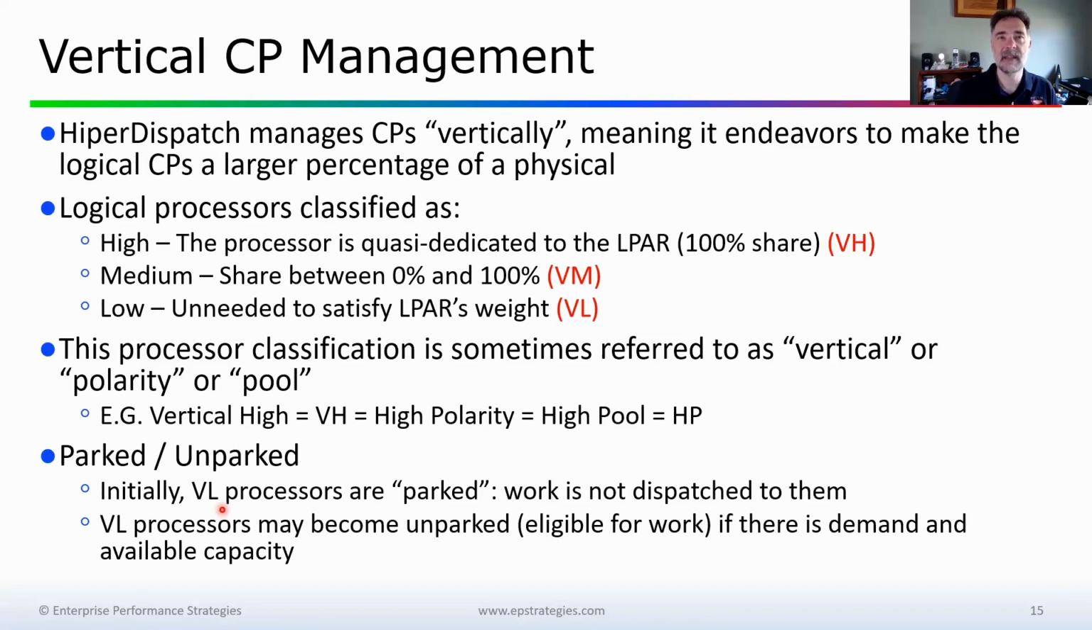Now, every 2 seconds, basically the HiperDispatch algorithms kick in, and they decide whether or not to unpark or park a processor. So those vertical lows may become unparked and hence get work dispatched to them if there is demand from the LPAR that has that vertical low and there is available capacity on the machine, which really means other LPARs aren't fully consuming their weight, okay? And if that processor becomes unparked and there's work dispatched to it, at some point in time, there may be demand from other LPARs, and then that processor will get parked, and the LPAR that was enjoying that vertical low no longer will be able to dispatch work to it.